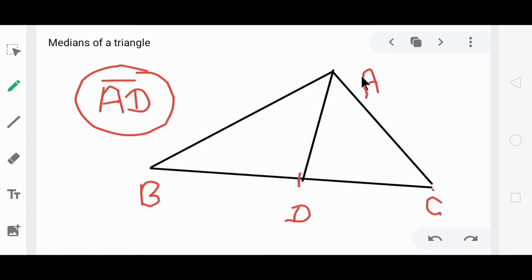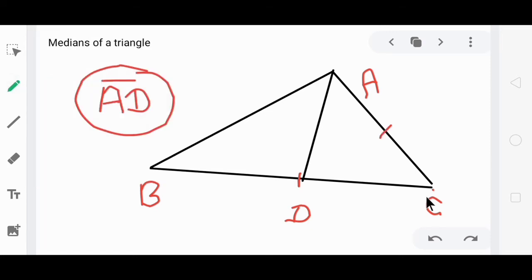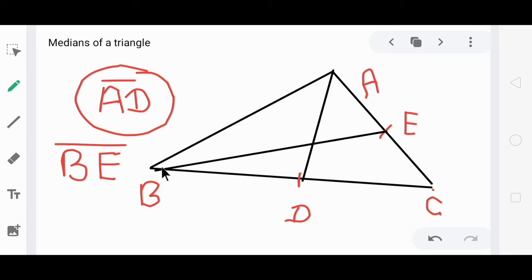In a triangle, there are three different medians. In this triangle you can see there are three different sides. D is the midpoint of BC, but for AC we have another midpoint which is called E, and E is the midpoint of AC. If we join this E to the point B, we have another median. Now BE is the second median of the triangle.